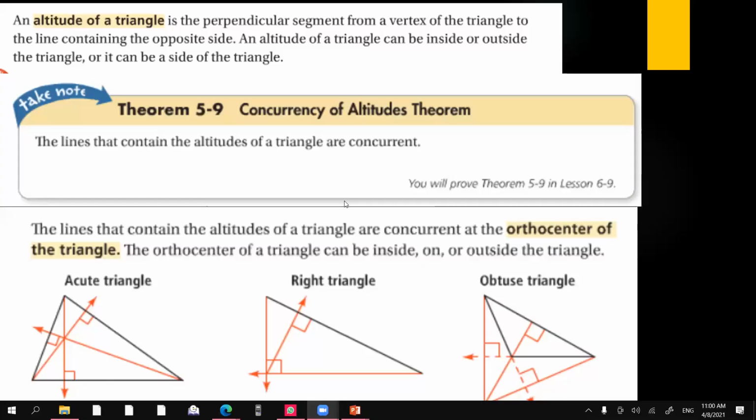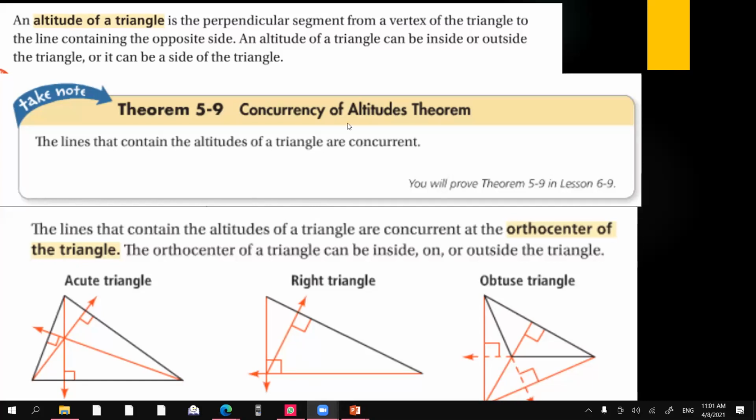Now, the altitude of the triangle, as I told you, could be outside or inside, or it could be a side of the triangle. So it could be inside or outside or a side, and it could be on the same side of the triangle.